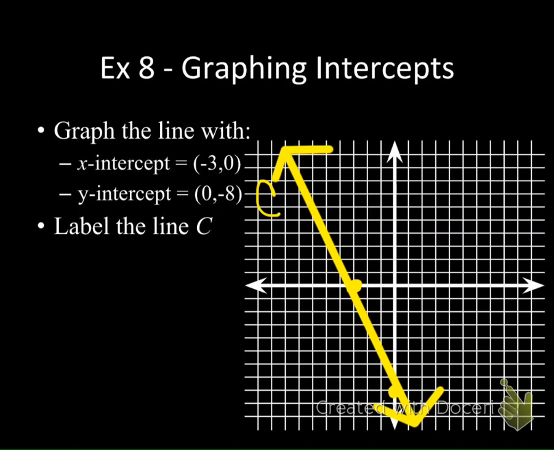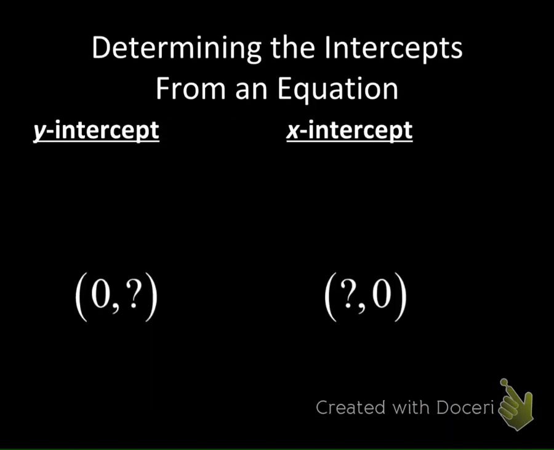Okay. So the last 2 examples, what we're going to do is take examples 1 and 2, where we find the ordered pairs, and then finish it like what we did with examples 6, 7, and 8. So we're going to find what the ordered pairs are going to be, what the y-intercept will be, what the x-intercept will be, and then we're going to graph those lines.